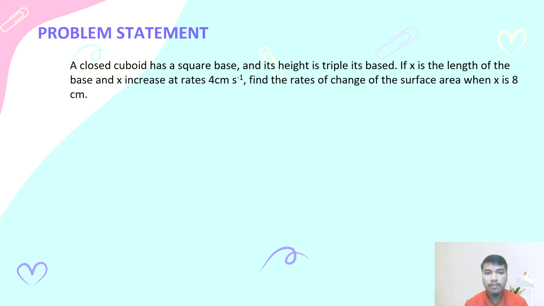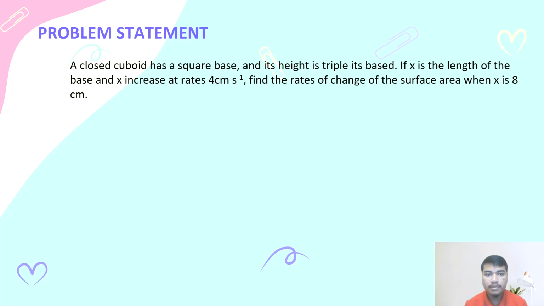For the first problem, this is the problem statement. The closed cuboid has a square base and its height is triple its base. If x is the length of the base and x is increased at the rate 4 cm per second, find the rate of change of the surface area when x is 8 cm.